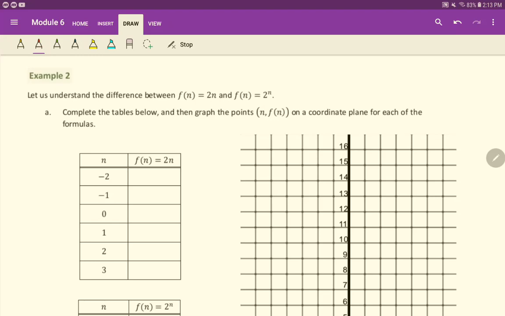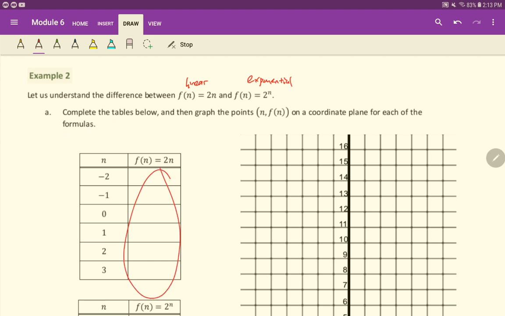Okay, so in this video, we are going to continue our look at exponential growth, and we're going to compare a linear function versus this exponential function. Complete the tables below and then graph the points on the coordinate plane for each of the formulas.